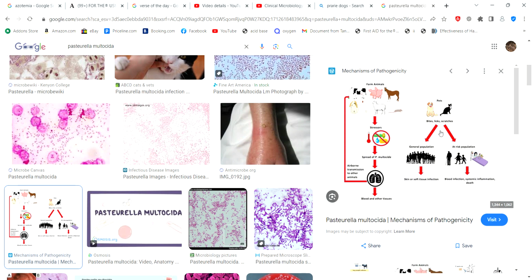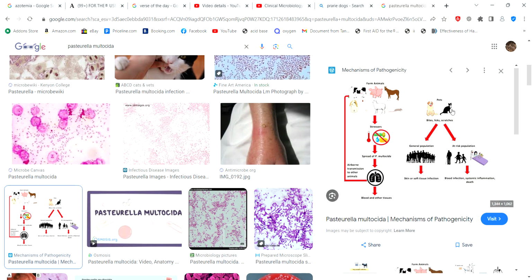So basically it's found in animals, farm animals, pets, through bites, licks, and scratches. If an infected dog or cat scratches you, you can get a skin or soft tissue infection, blood infection, systemic infection, even death. If somebody who is immunocompromised gets Pasteurella, they can die. In the general population it causes skin infections. So Pasteurella causes cellulitis or osteomyelitis.